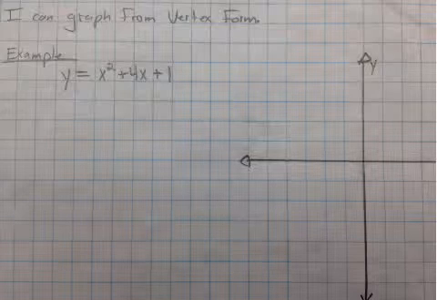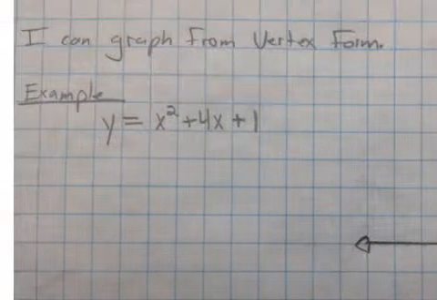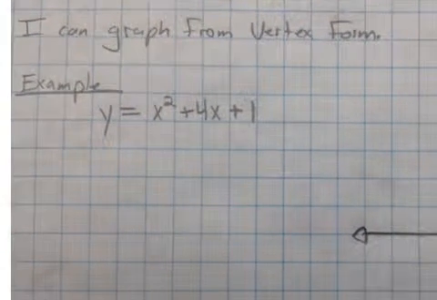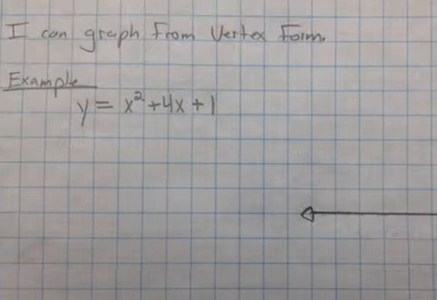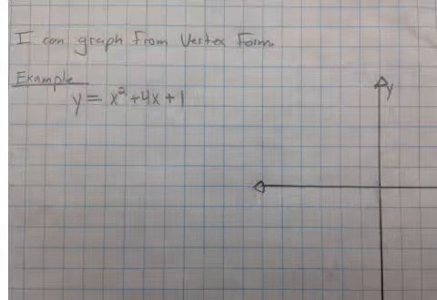Vertex form is a new concept to you guys. You get vertex form by completing the square. Alright, vertex form comes from completing the square. And I gave us our first equation here, or our only equation for today in this example.